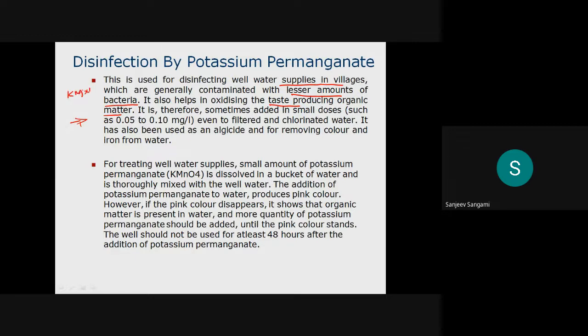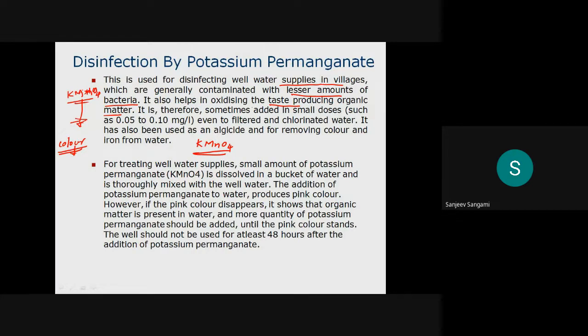The formula is KMnO4, remember this. The only disadvantage is that it creates a color. But this color can be removed. It won't be there for a longer time. After 2 to 3 days, even the color is going to disappear.